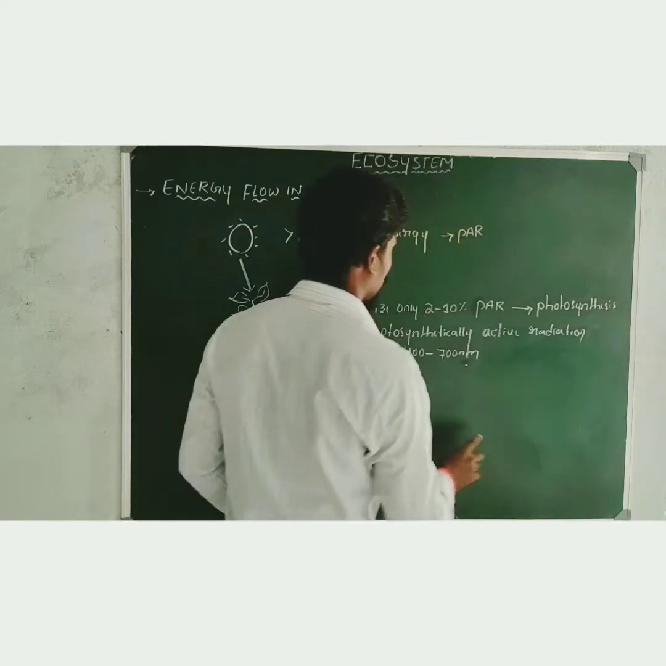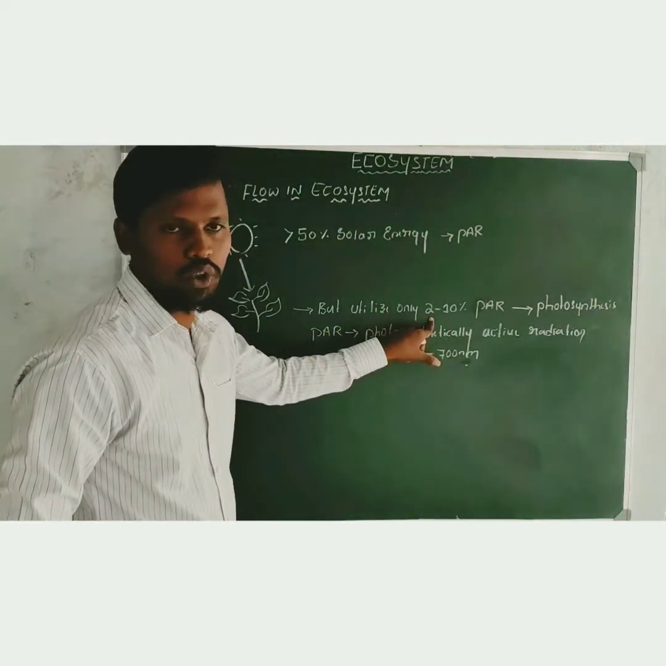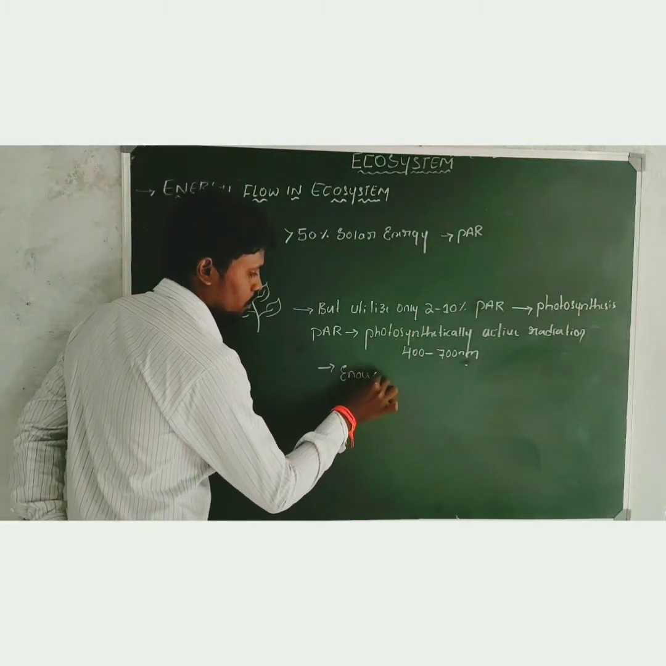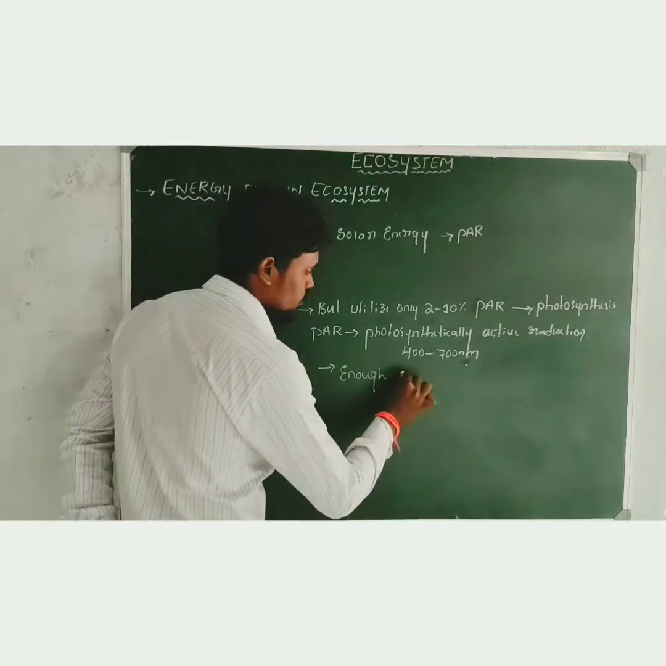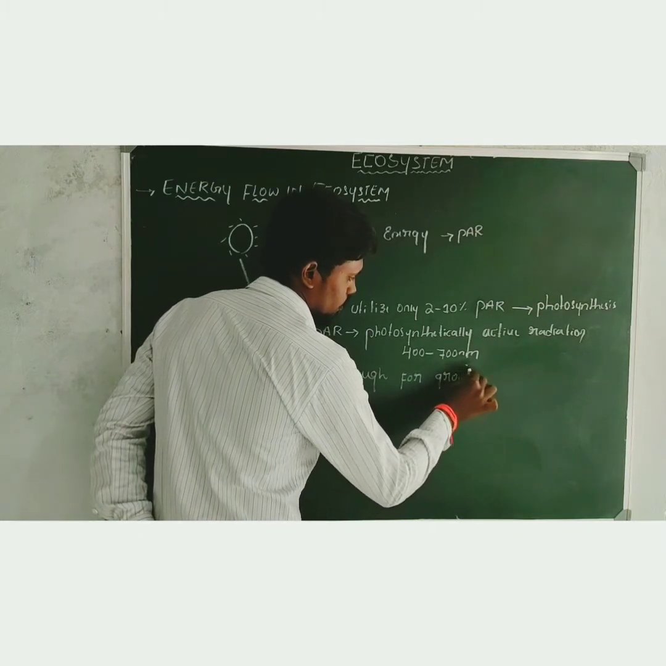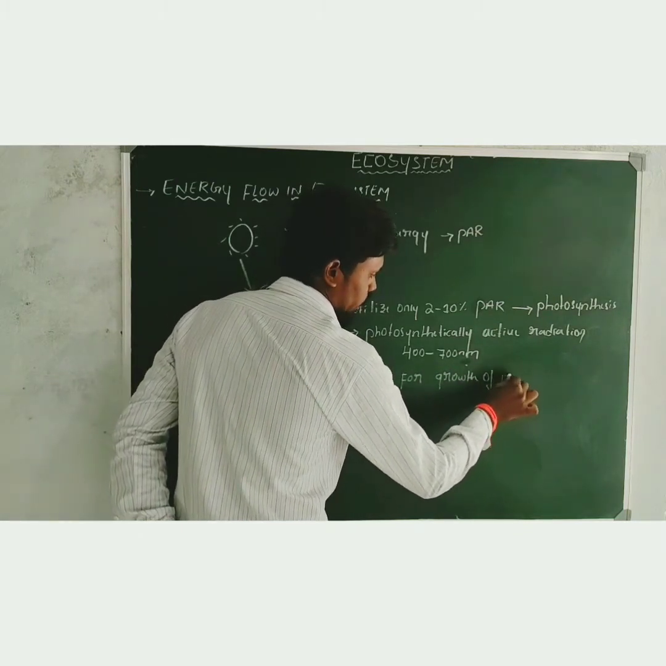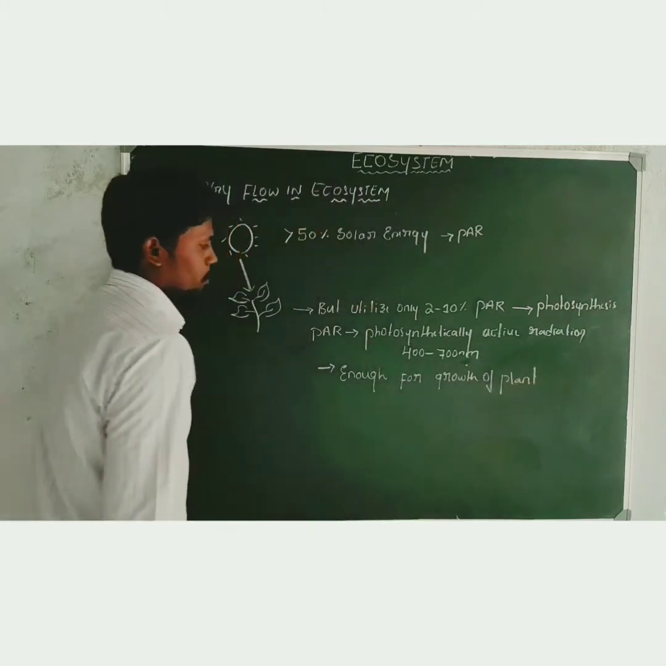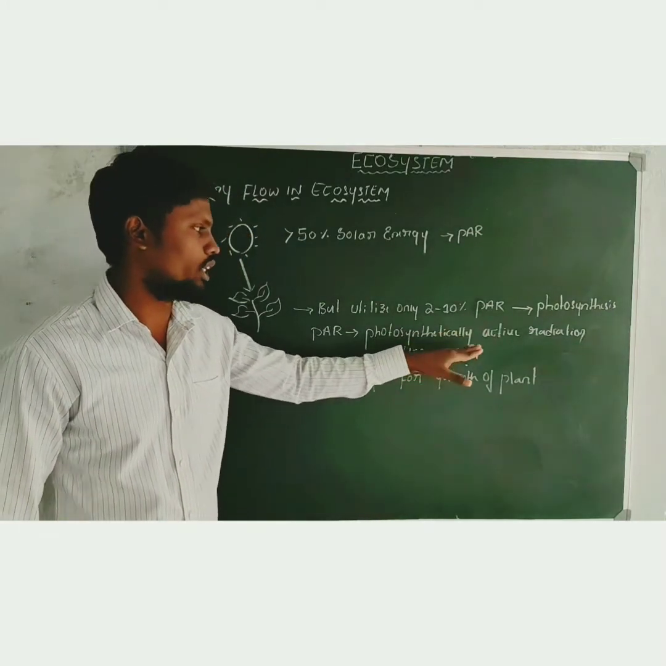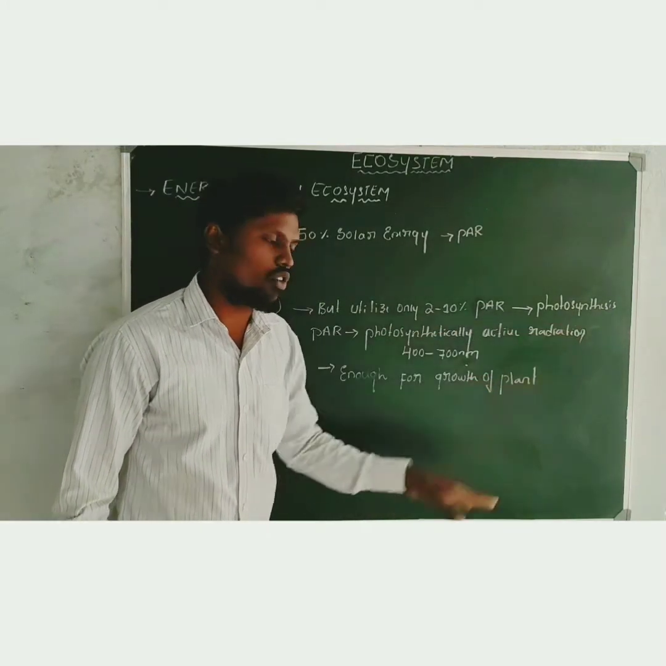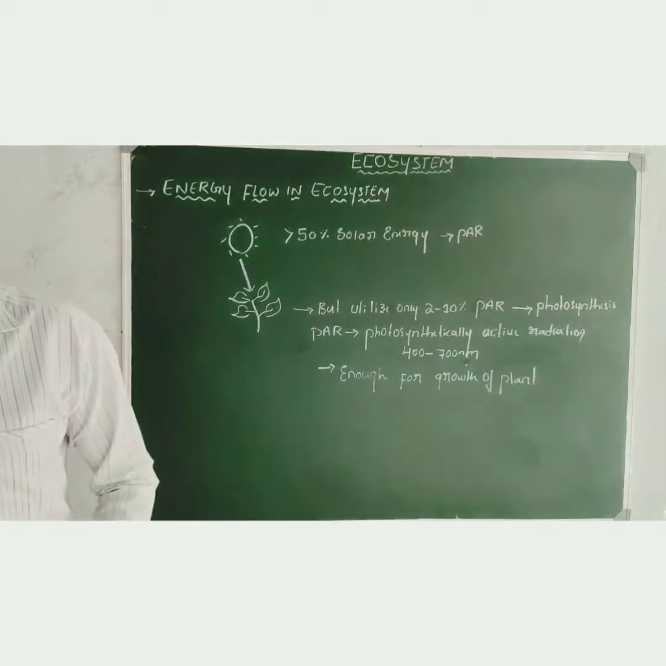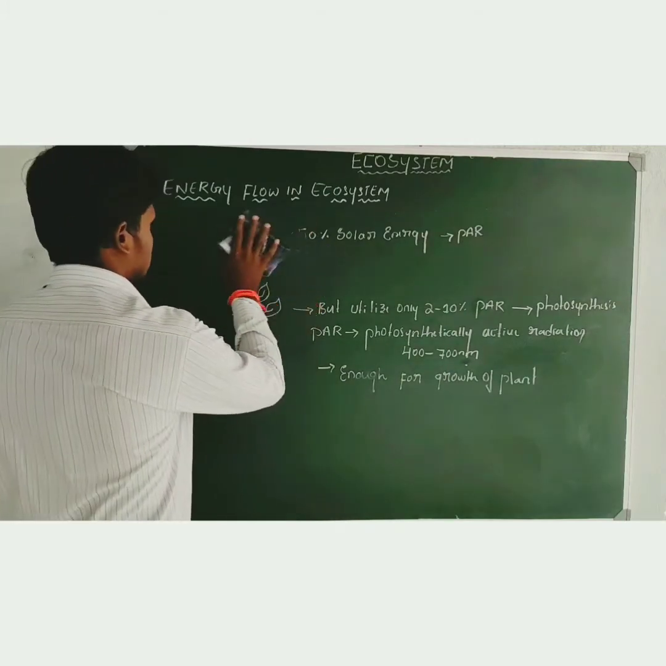This small amount of energy is enough for the growth of the plant. Only 2 to 10%, the photosynthetically active radiation, is enough for the growth of the plant. See here, energy flow in ecosystem.